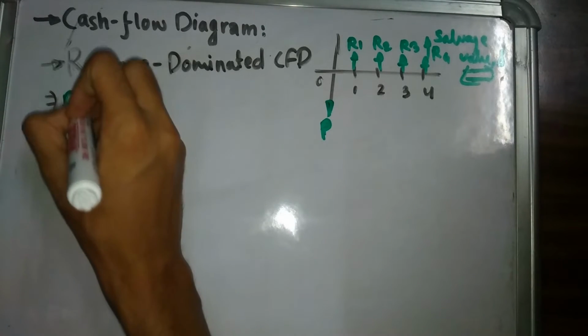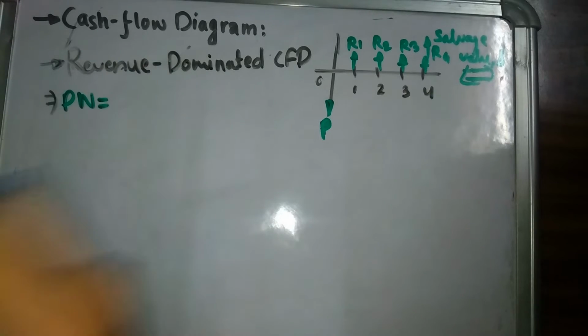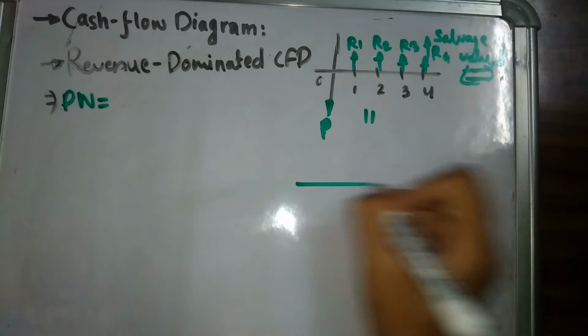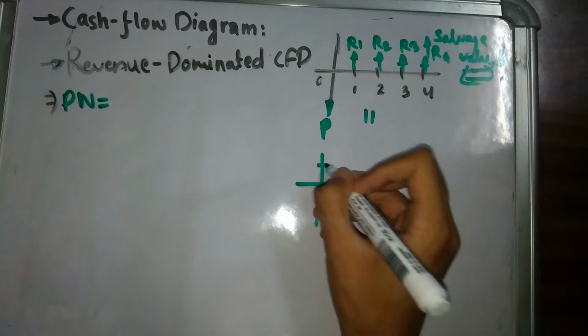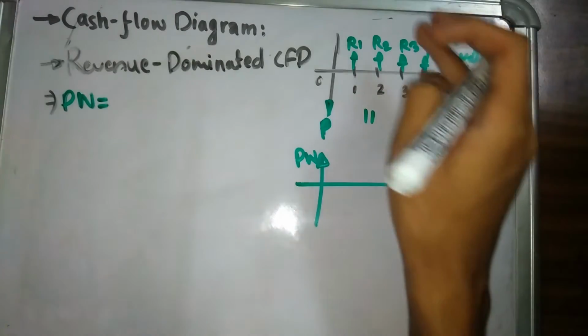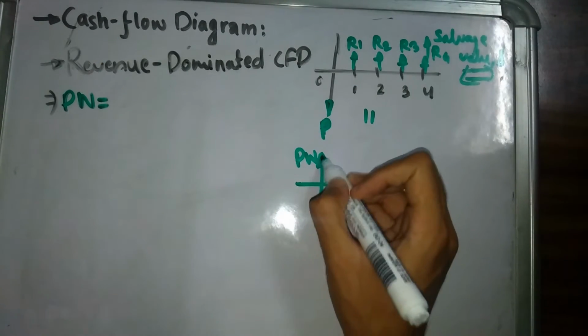So present worth is denoted as PW. So what is our present worth? Let me explain our present worth as well. In this time value, our present worth is going to be this simply. All this cash flow is going to be converted into a single cash flow, which is our present worth.